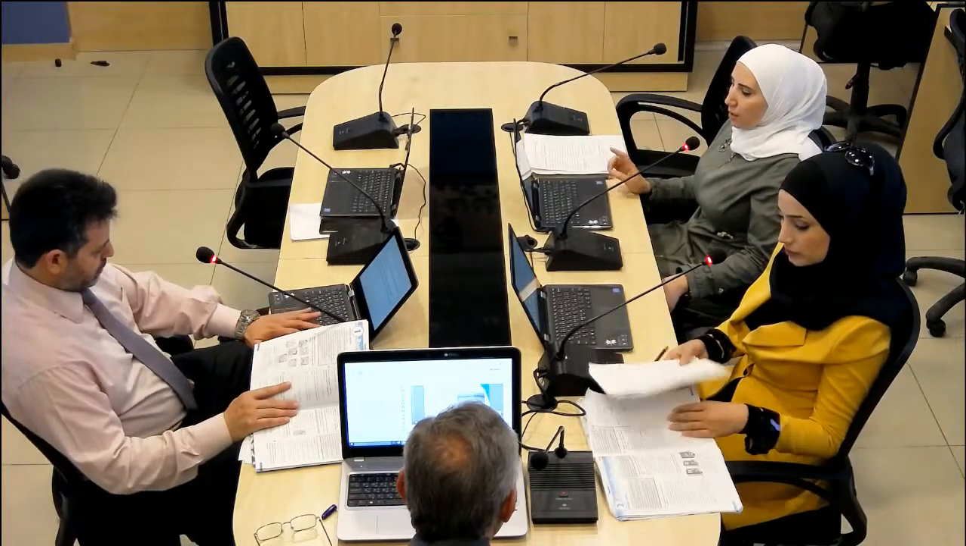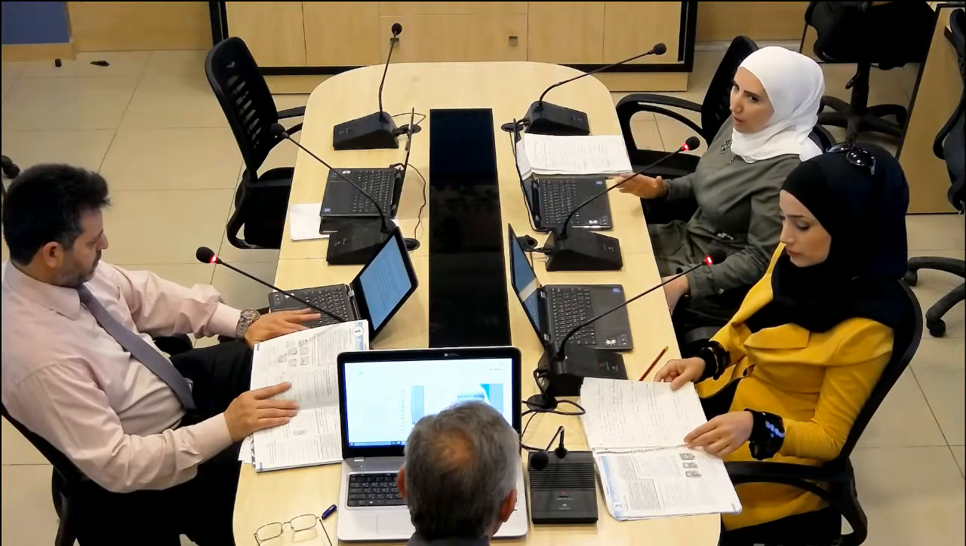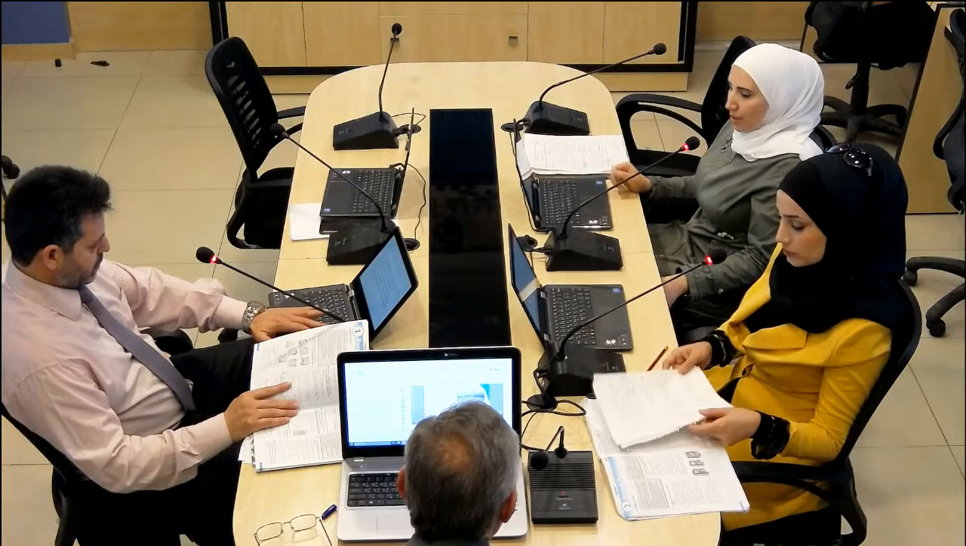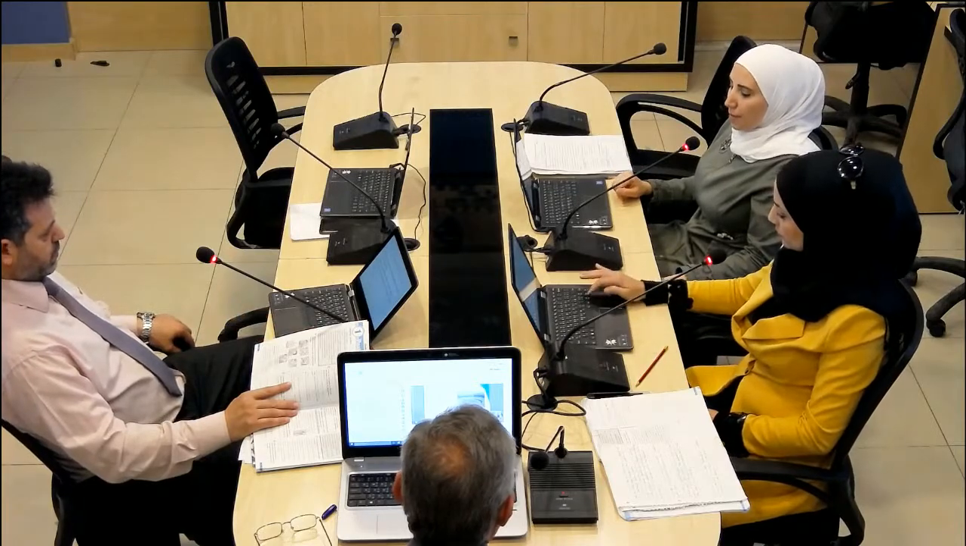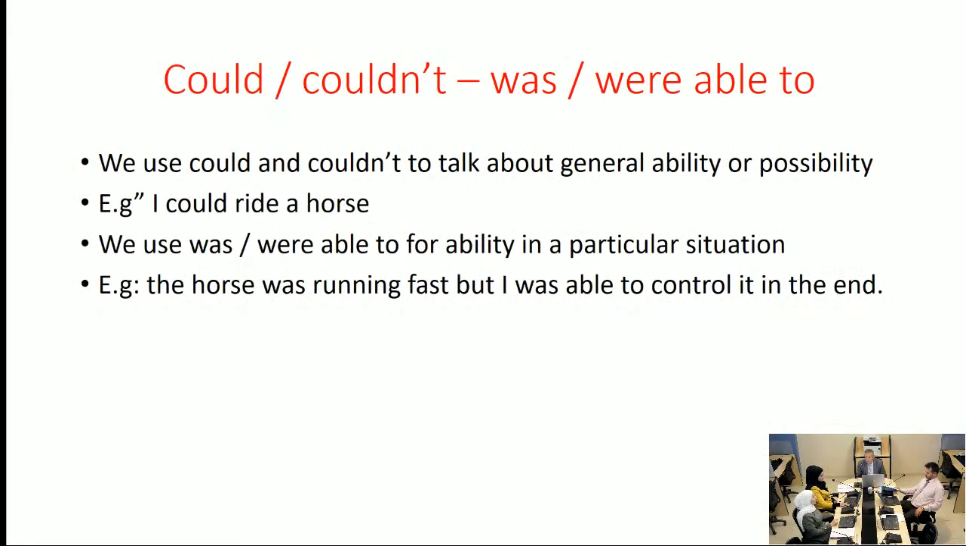The using of was or were able to, of course, was with I, he, she, it, and were with you, we, they, is the same, but about a particular situation. For example, the horse was running fast, but I was able to control it. So in this situation, I use was able to, not could. So I will summarize. Actually, it's not a big difference between could and was or were able to. But if you are talking about ability or possibility in general, we use could. If you are talking about one particular occasion, we use was or were able to.